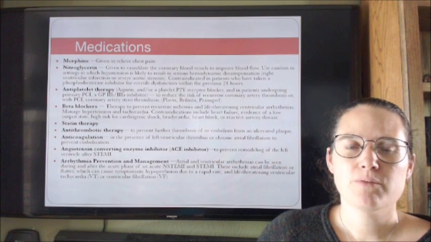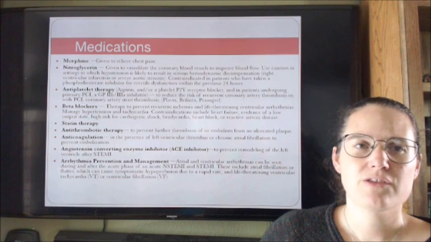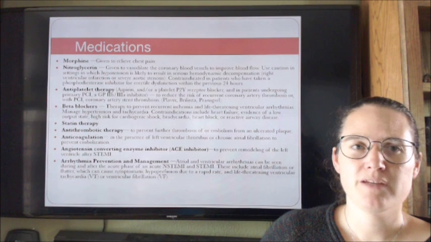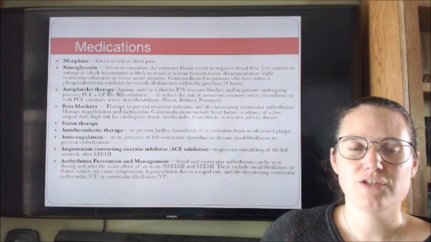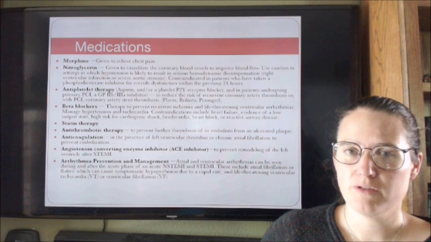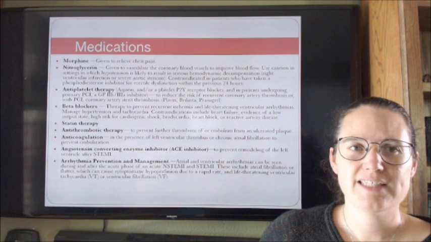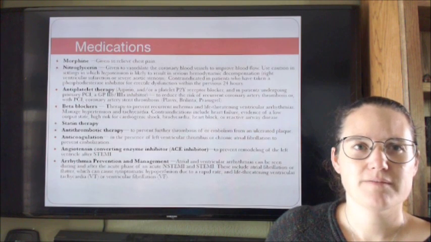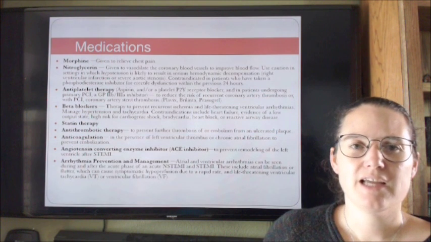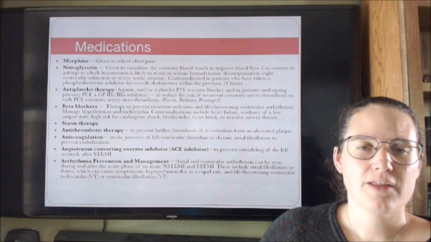The medications that are important after and during the STEMI are morphine, which helps with pain. Then there's nitroglycerin, whose primary benefit is vasodilation. It relaxes those blood vessels and allows the blood to move past the blockage, hopefully, to relieve the chest pain and the symptoms. There's the antiplatelet therapy, including aspirin, Plavix, and Brilinta. These help prevent another thrombus. This can occur in your stent or just in another vessel.